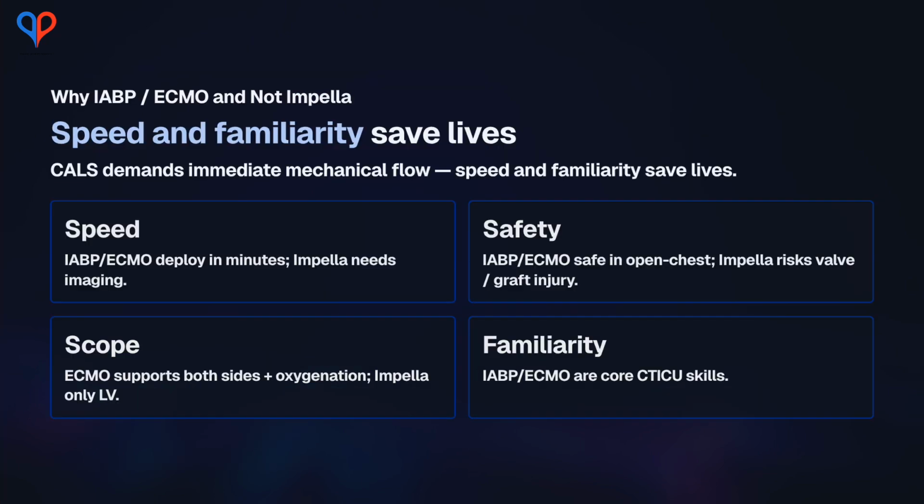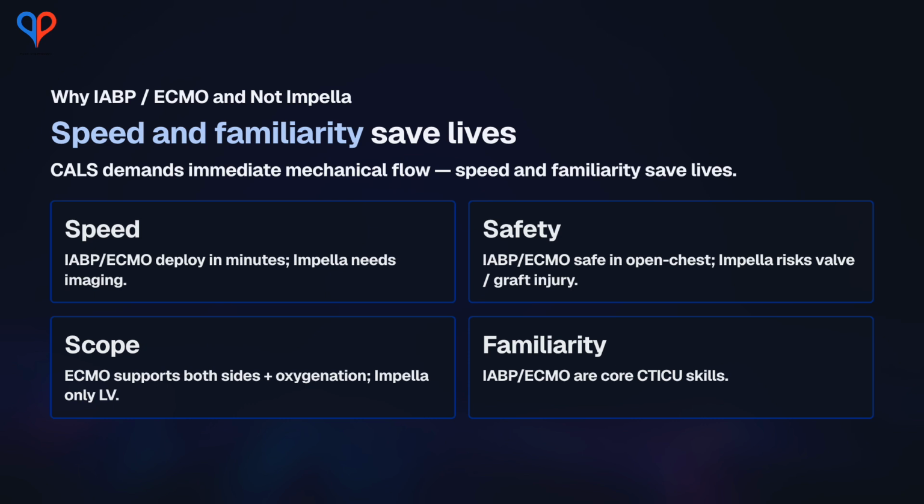Why balloon pump or ECMO and not Impella during CALS escalation? The answer is speed, safety, scope, and team readiness. CALS is a minutes matter situation. Balloon pump and ECMO can be started very quickly in the CTICU or operating room, often through existing access or under direct vision after the chest is open. They are standard tools for cardiothoracic surgeons, anesthesiologists, perfusionists, and ICU nurses.